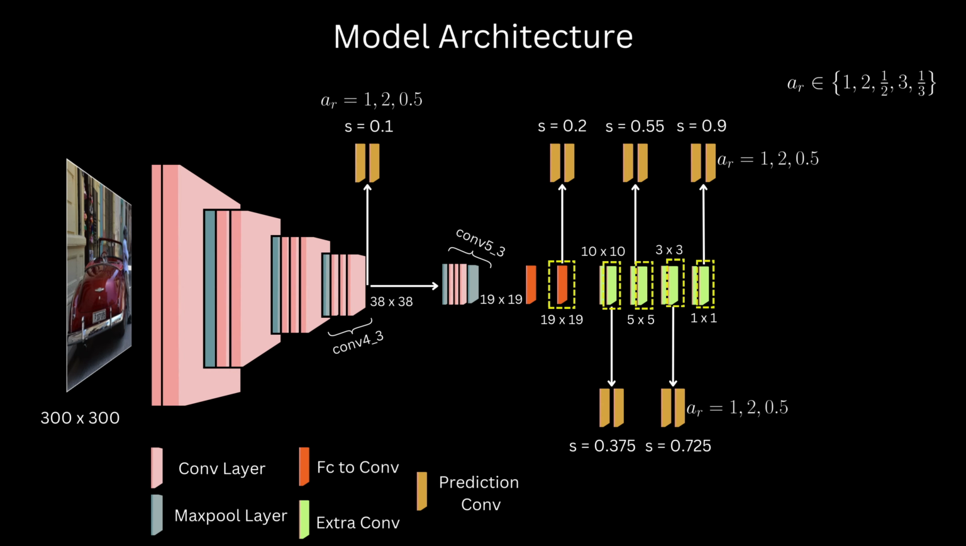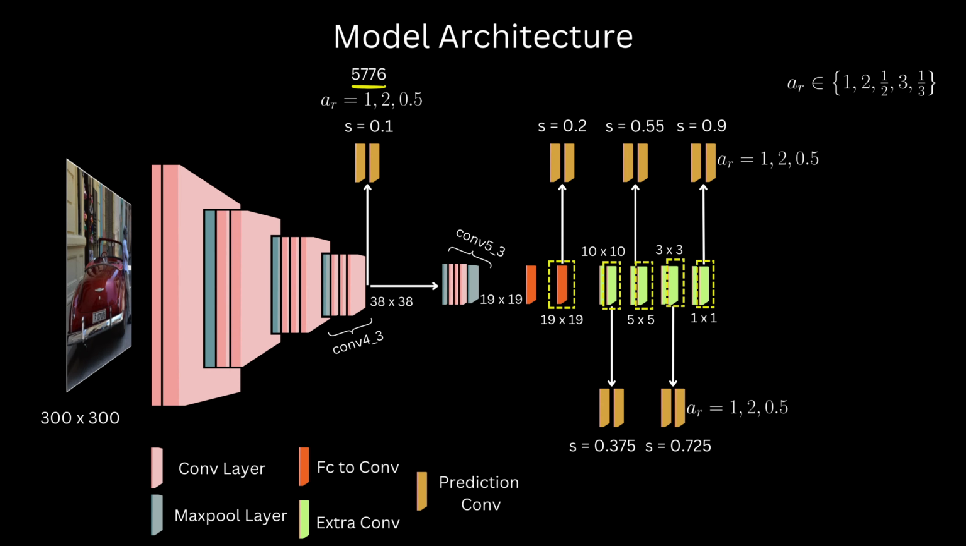So using these aspect ratios and scales, let's just calculate the total number of default boxes for which SSD will be making predictions. For the first feature map, we have 3 types of boxes at each location. But remember, for aspect ratio 1, we also predict boxes of scale square root of sk times sk plus 1. So we actually have 4 types of boxes. And there are 38 times 38 grid cells, which gives us 5776 boxes.